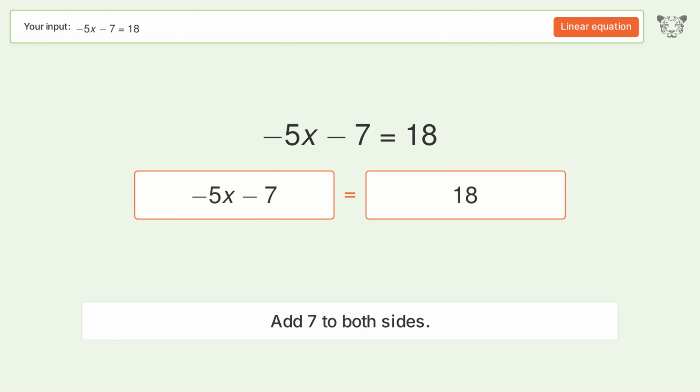The minus 7 keeps 5 times x from standing alone. Add 7 to both sides to remove it. That gives negative 5 times x equals 25.